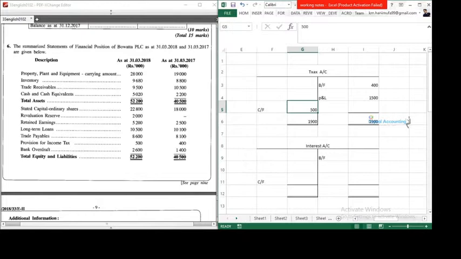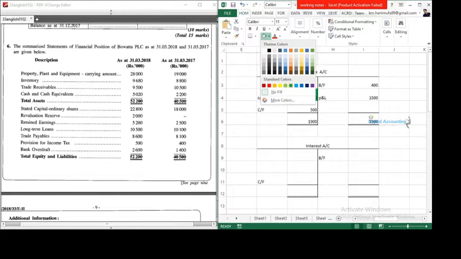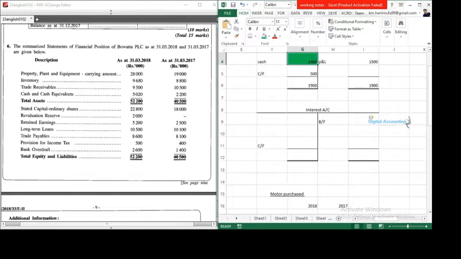But how much cash was actually paid? You can get the cash such that 1,400 is actually the cash paid. This is the cash paid value. So you can easily identify this value, the cash paid. This is one of the methods, and you can easily use it.